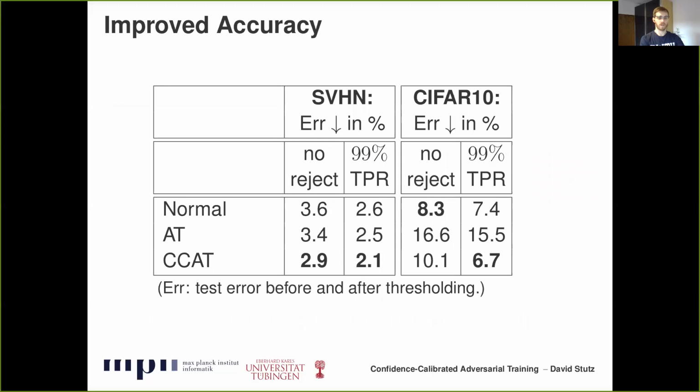Finally, we found that confidence-calibrated adversarial training also improves accuracy, especially on Cifar10 on the right. The improvement is significant, both with rejection and without rejection. So with confidence thresholding and without. Especially with thresholding on the right, we obtain a test error of 6.7%, which outperforms both normal training and adversarial training.